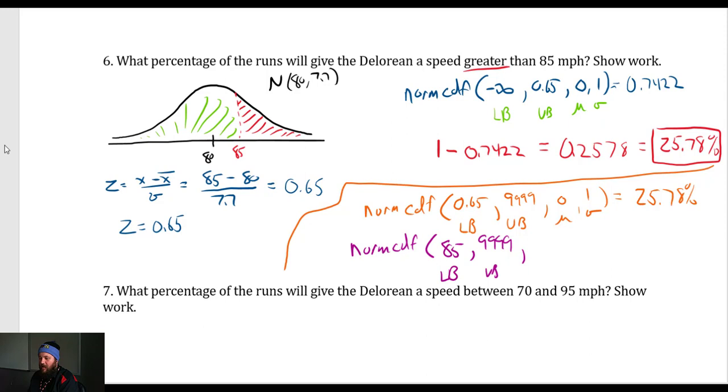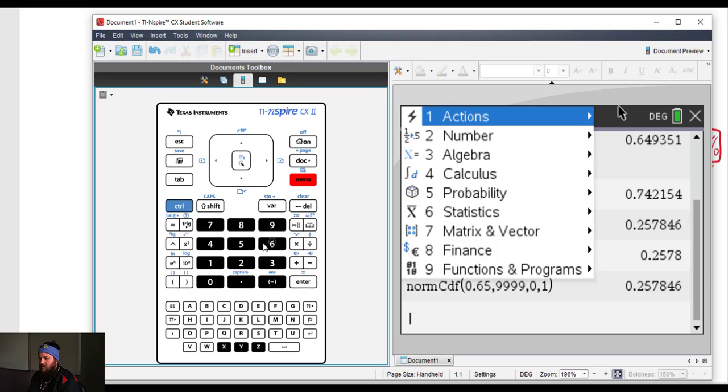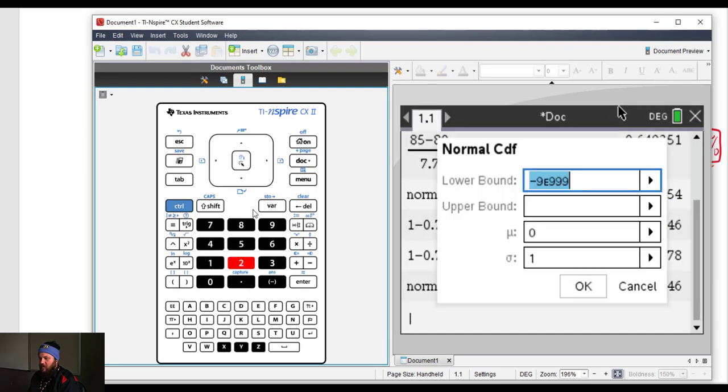Your mean, now your mean in this case is 80, right? If you're going to use the actual figure of 85, 80 is your mean. And your standard deviation, which we wrote up there, is 7.7. So this is your mean and your standard deviation. Even if you use those numbers, you have to label what your lower bound, upper bound, mean, and standard deviation are. So let's go back to the calculator. Let's say menu 652. Our lower bound was 85, a big number. Upper bound, 80 was our mean, and standard deviation was 7.7.